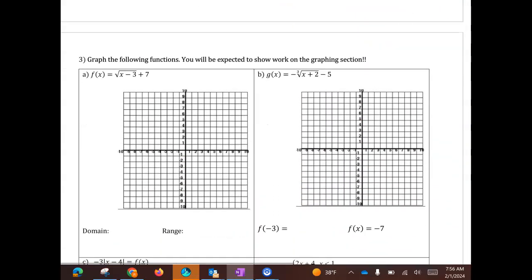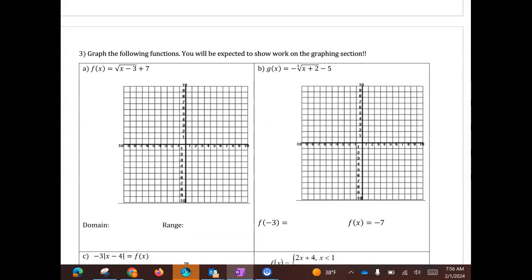All right, that is our first page. I'm going to stop the video here. So our next section will be getting into graphing.